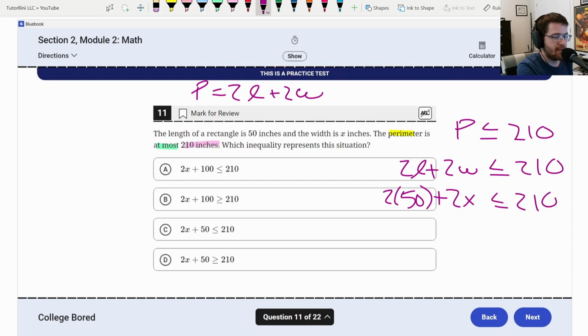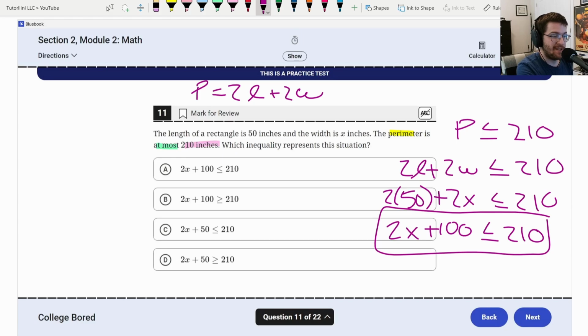2 times 50 is 100, so that's 100 plus 2x, or just 2x plus 100, is less than or equal to 210. For whatever reason, they didn't make us solve it any further, and that gives us answer choice A.